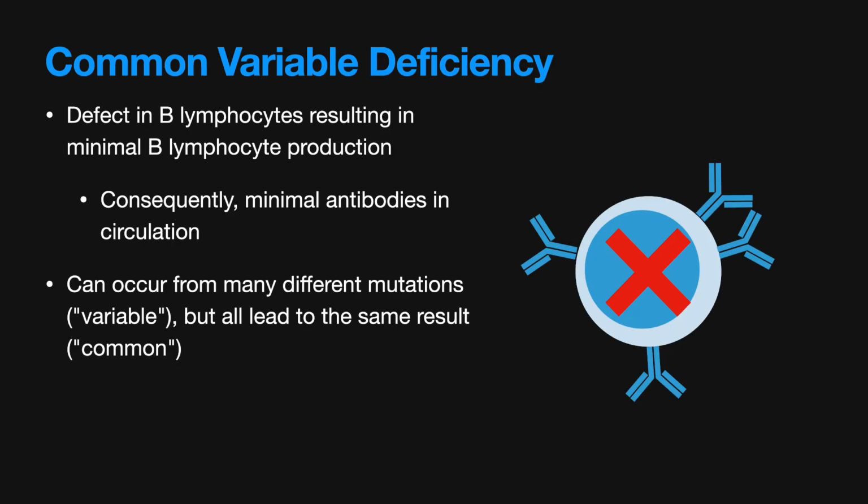Common variable immunodeficiency is a defect in B lymphocytes, resulting in minimal B lymphocyte production. Consequently, there is also minimal production of antibodies because there aren't enough B lymphocytes to produce them. In humans, this condition can occur from many different mutations, hence the variable part of the name, but all of those mutations lead to the same result of a B lymphocyte deficit, which is referred to in the common part of the name.